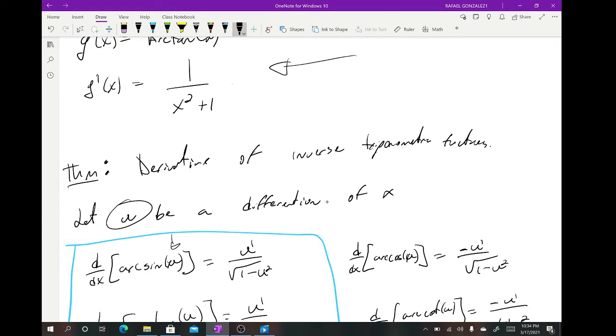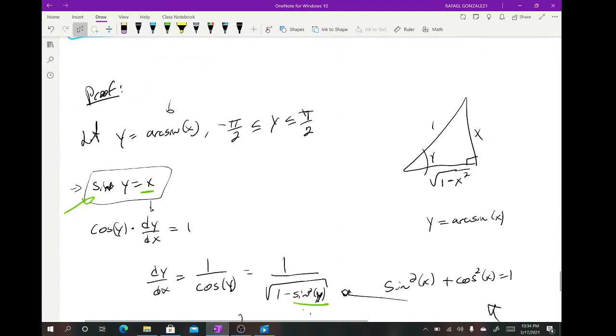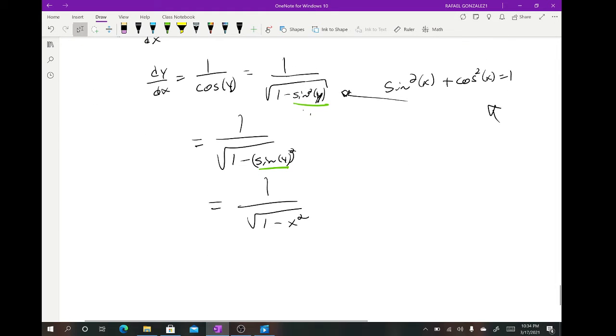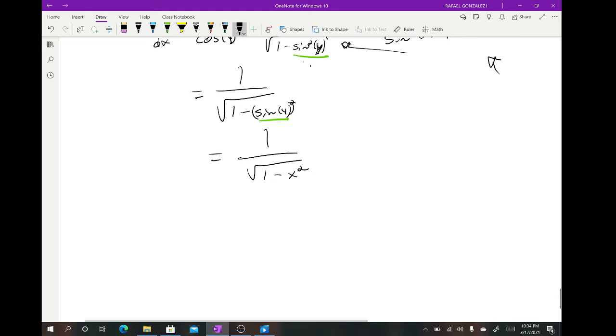I actually misspelled this, differentiable. I just realized I combined the words differentiable and function: differentiable function of x. So because u is a differentiable function of x, we can use the chain rule to write.